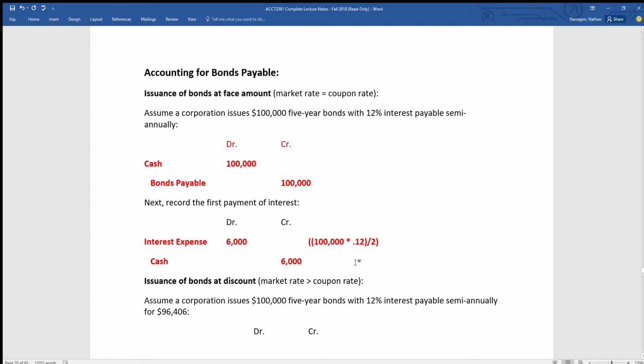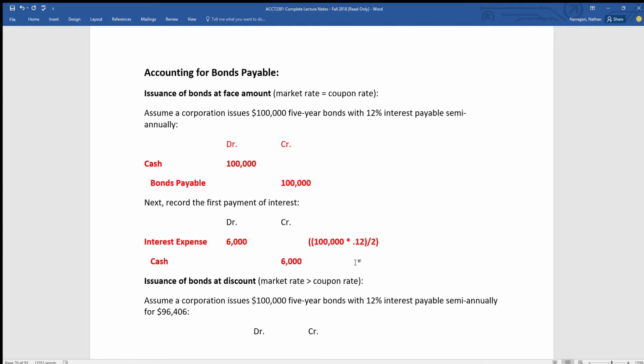But for us, when it equals, it's as simple as 100,000 times 12% divided by 2. And we keep doing that until the 5 years is up, so you go with how many payments you have for the year. So interest expense is $6,000 and cash is $6,000. The cool thing is this is deductible for taxes, which just means we pay a little bit less.